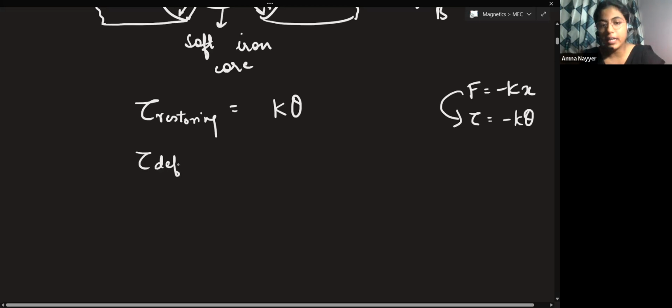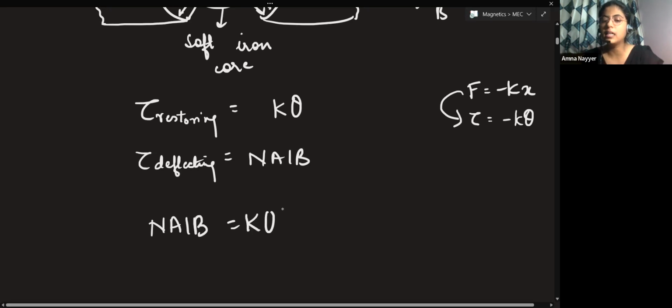Next will be the deflecting torque, the torque that is causing the deflection, which you have studied in AIB. That torque that is causing the deflection. So both the torques are there and they'll be equal. So NAIB will be equal to K theta.